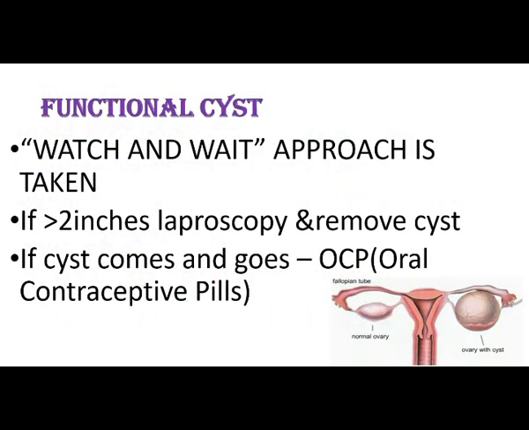Next, if the functional cyst wait and watch approach is taken and the cyst is more than 2 cm, laparoscopy and remove the cyst. If the cyst comes and goes, then oral contraceptive pills can be given. You can see the picture. This is the ovary with the cyst.